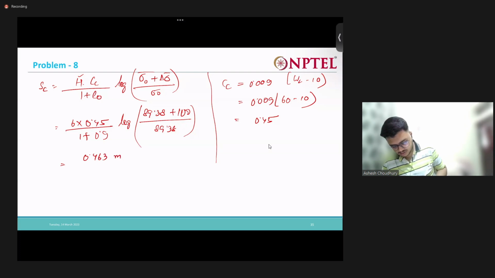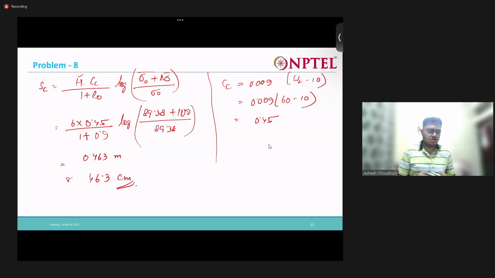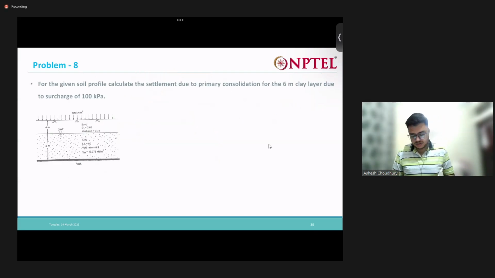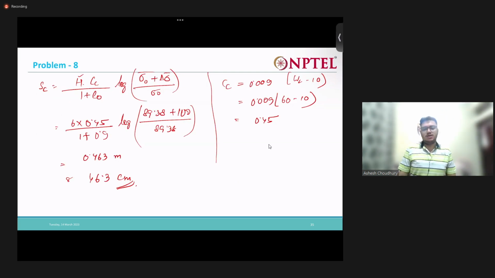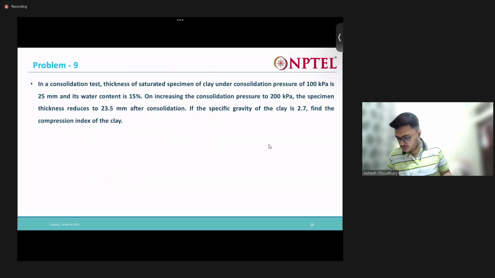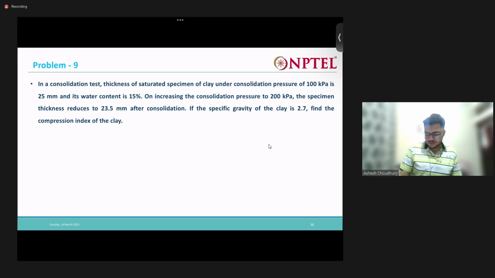0.463 meter or 46.3 centimeter. So our clay layer will be undergoing 46.3 centimeters of consolidation settlement. This is the total settlement that the clay layer will be undergoing at time t equal to infinity, that is, the final total settlement that will occur in that clay layer. Okay, now let us go to the next problem.